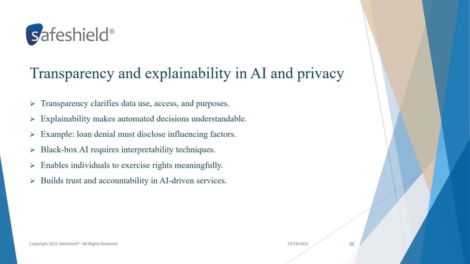Achieving explainability in complex AI models can be difficult. Black box systems like deep neural networks are notoriously opaque. To address this, organizations are increasingly using techniques such as model interpretability tools, surrogate models, and feature importance analyses. By embedding transparency and explainability, organizations not only meet legal obligations, but also build trust. Individuals are far more likely to share data and engage with AI-driven services when they feel confident that processes are understandable, fair, and accountable.